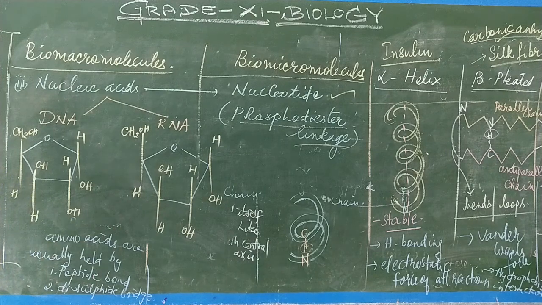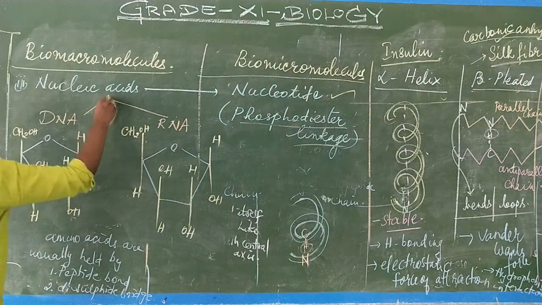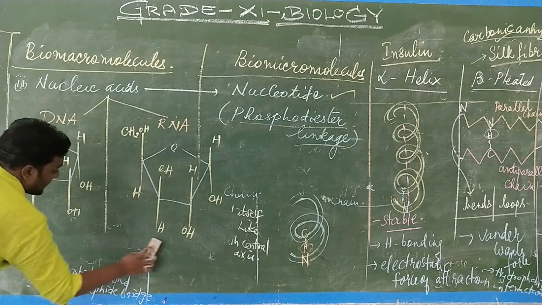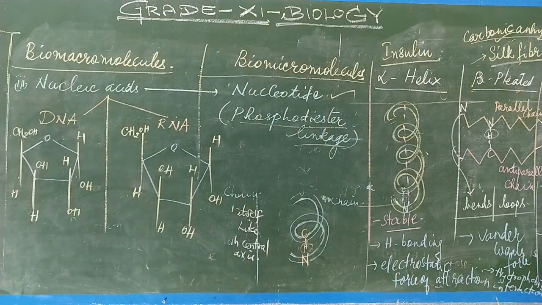Okay, now this is DNA and this is RNA. Now what is the difference between DNA and RNA? DNA is deoxyribose nucleic acid.